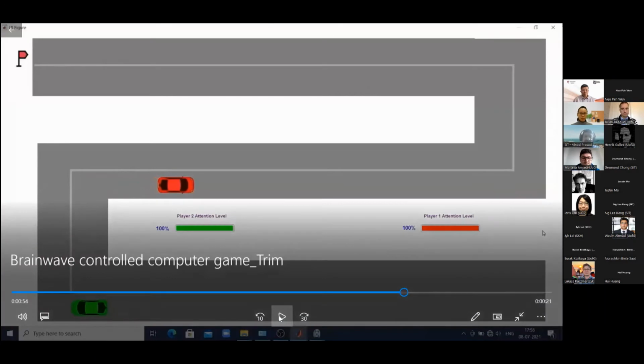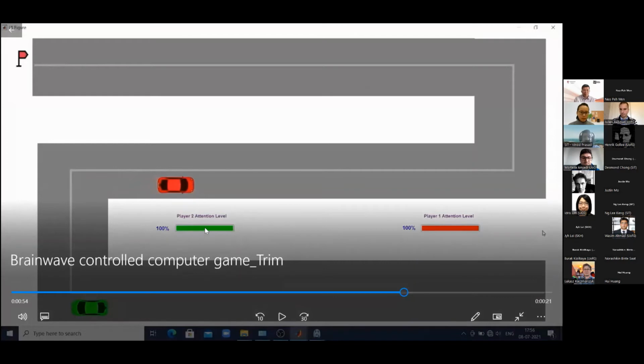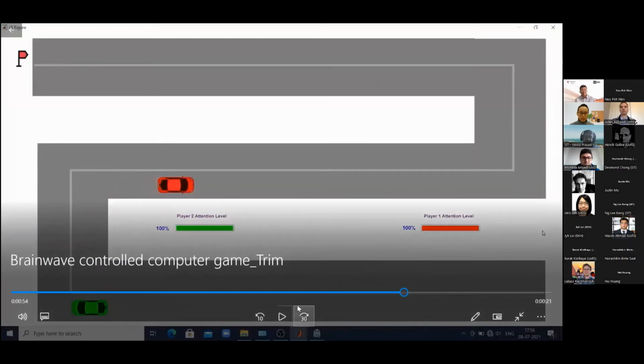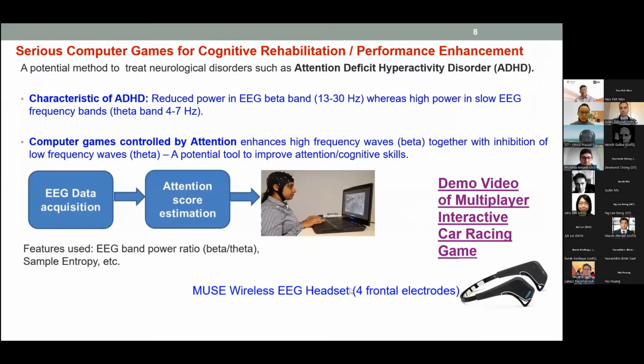So what you can see in this is that the green and the red bar graph indicates the real-time attention score of the respective players. And the higher the attention, the higher the speed of the car. And we did this experiment by cutting down this feedback. So this is called the neurofeedback or the visual feedback. So we did this experiment with feedback and without feedback. And as expected, it was clearly demonstrated that neurofeedback certainly helps to improve the attention score. So that's the gist of this game.